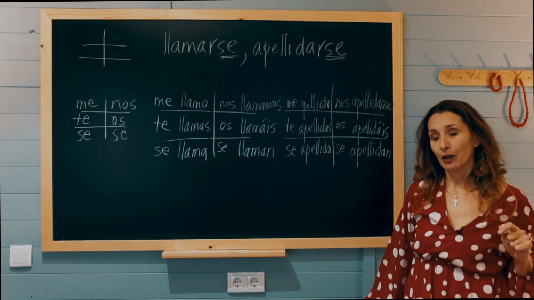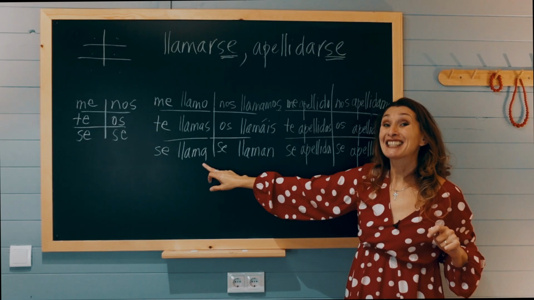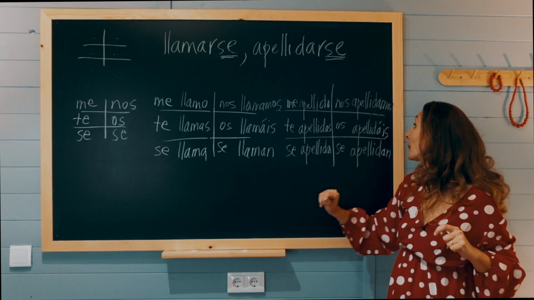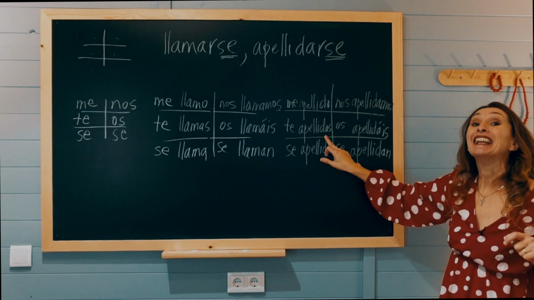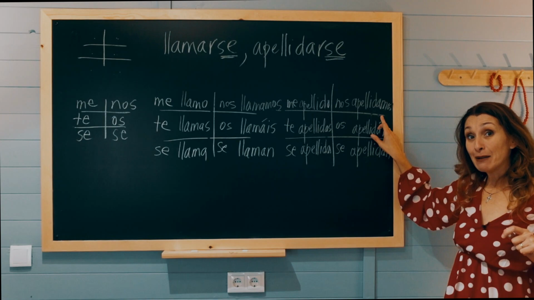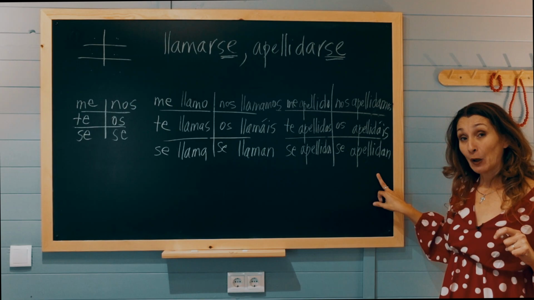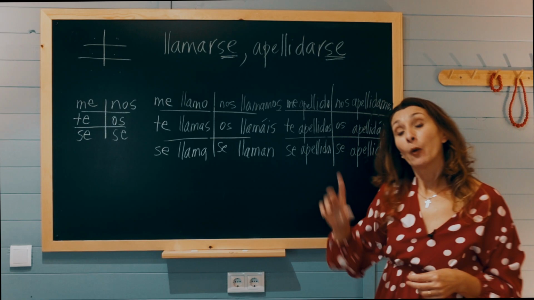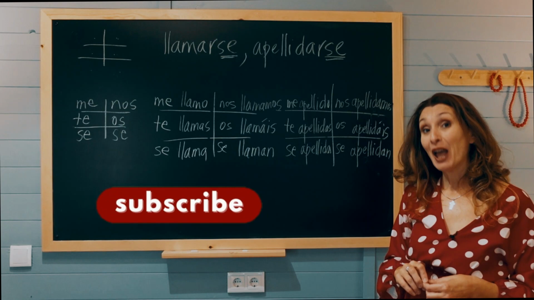So llamarse is me llamo, te llamas, se llama. Nos llamamos, os llamáis, se llaman. And then apellidarse, me apellido, te apellidas, se apellida. Nos apellidamos, os apellidáis, se apellidan. Okay? Good. Don't forget the pronouns when you conjugate these reflexive verbs. Okay, great. Good luck with this, and I'll see you in the next lesson.